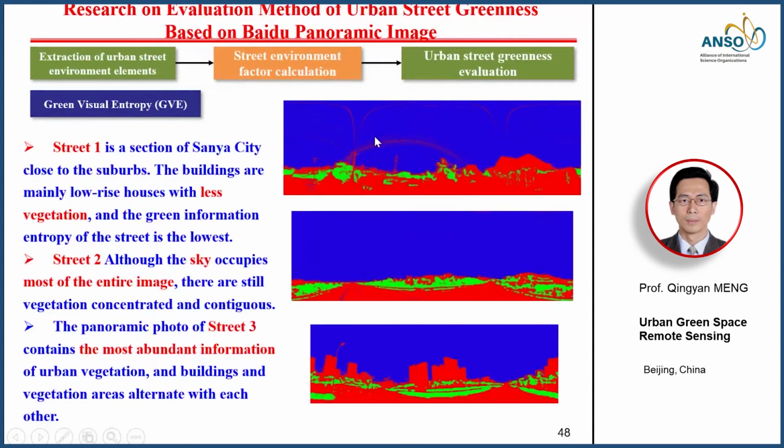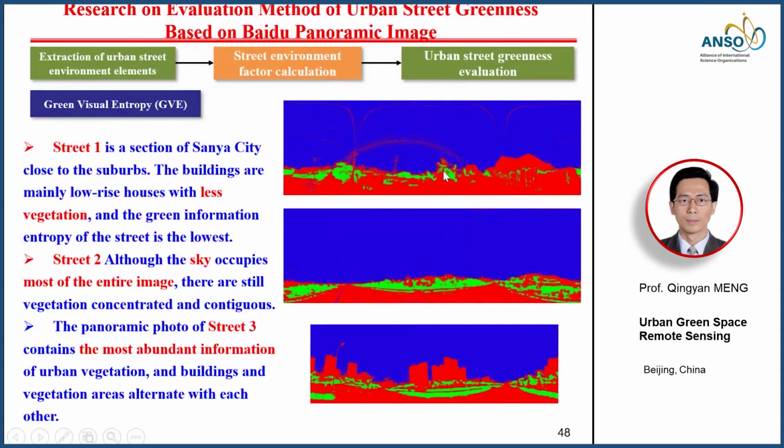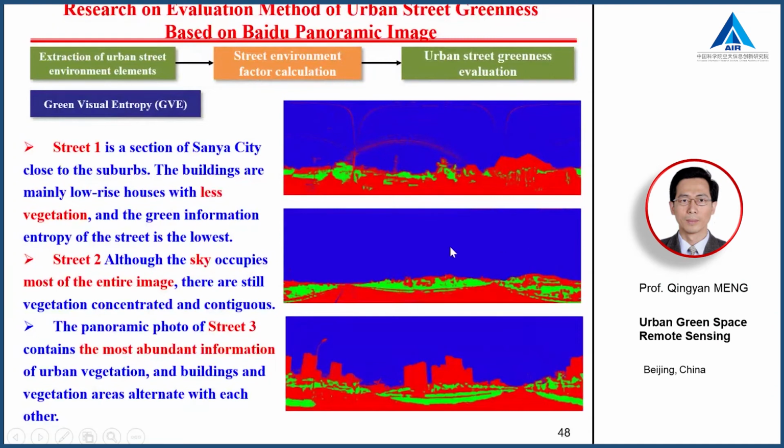Street 1 is the section of Sanya city close to the shrubs, and the buildings are mainly low-rise with low vegetation. In street 2, the sky occupies most of the image. There is still some vegetation concentrated. In street 3, there is abundant information about the urban vegetation, buildings and the vegetation area.